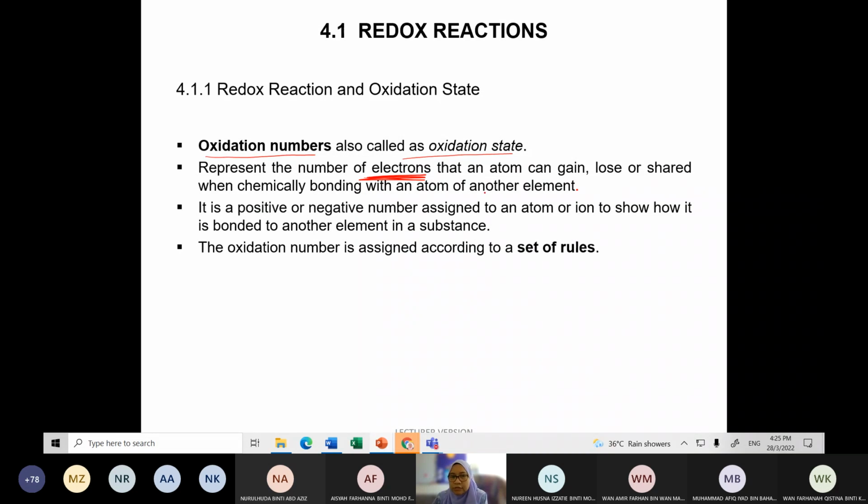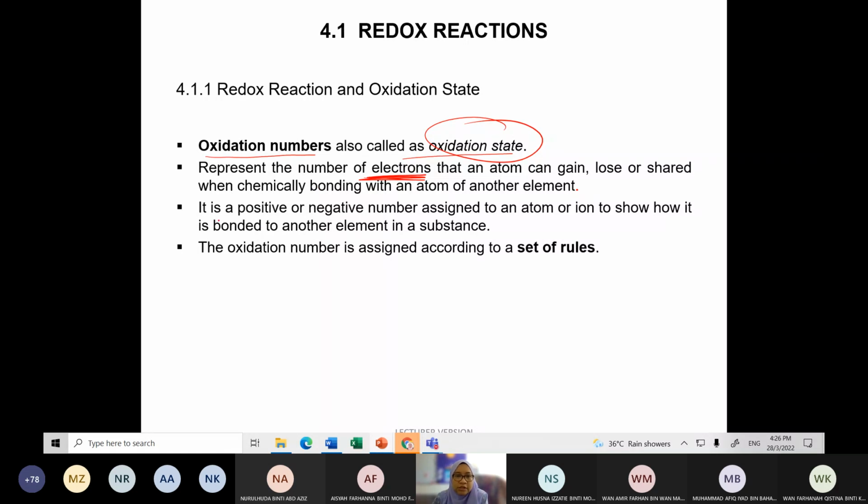Okay, so sometimes in order to form a bond, the electron needs to be removed, or the electron needs to be gained, or sometimes it needs to be shared. Kan? So this will cause the oxidation state, ataupun the oxidation number, to change.